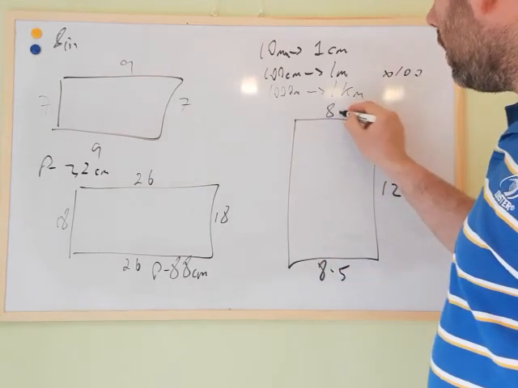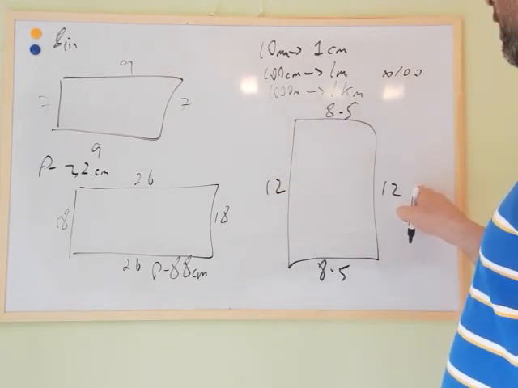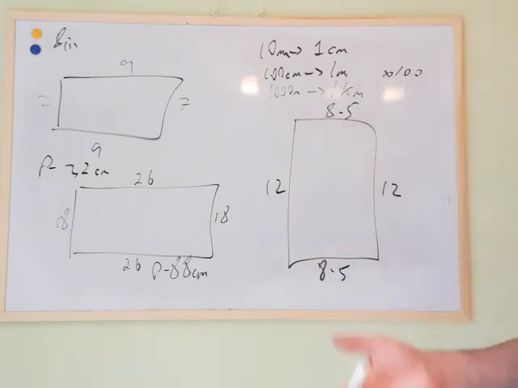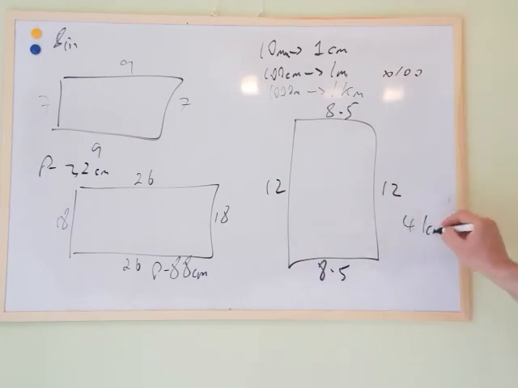If that's 8.5, that's 8.5. If that's 12, that's 12. 12 plus 12 is 24. 8.5 and 8.5. Well, 8 plus 8 is 16. A half and a half is 1. So 8.5 plus 8.5 is 17. Plus 24, 41 centimeters.